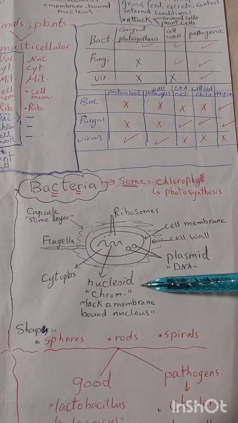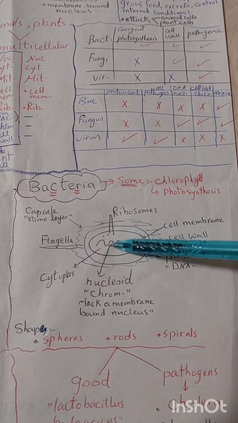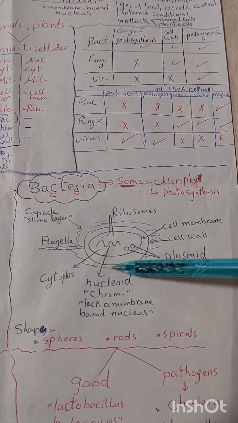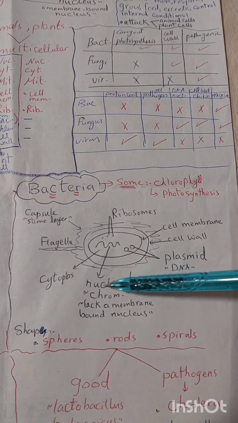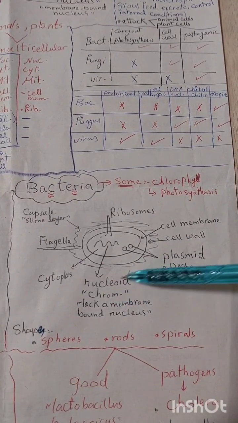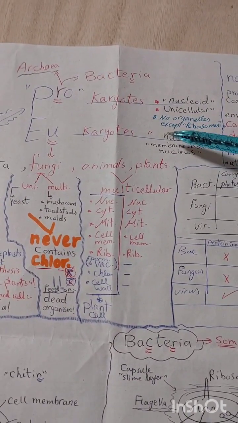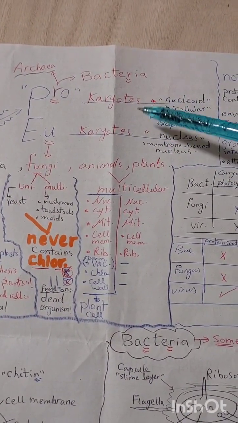So it's wrong to write in the exam DNA only. No, wrong. You should write nucleoid. And the nucleoid lacks a membrane-bound nucleus. So this is the first factor here, or the first difference between prokaryotes and eukaryotes.